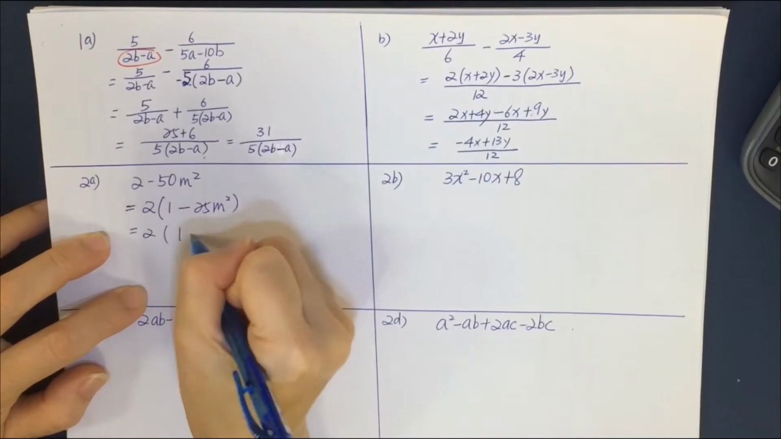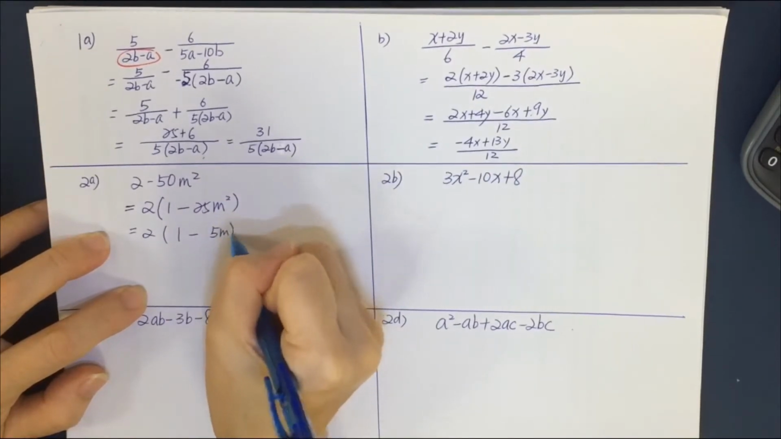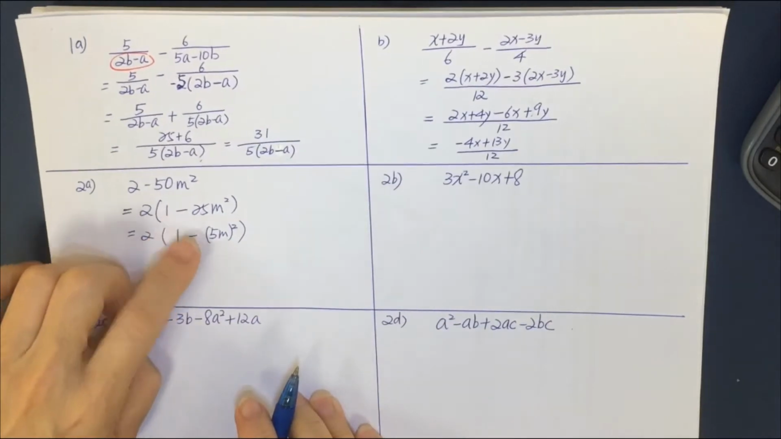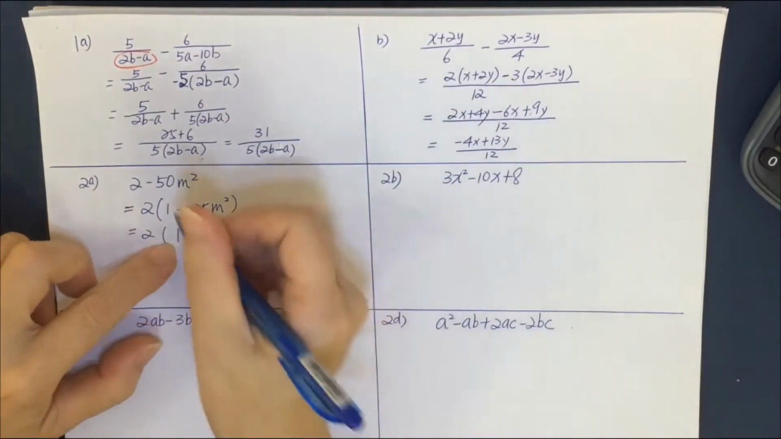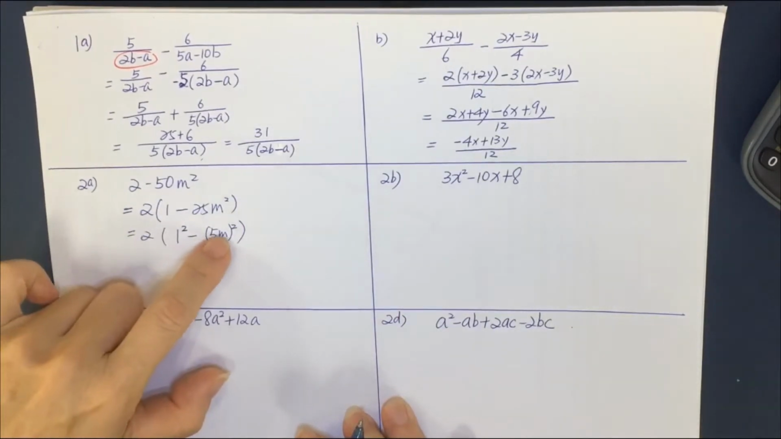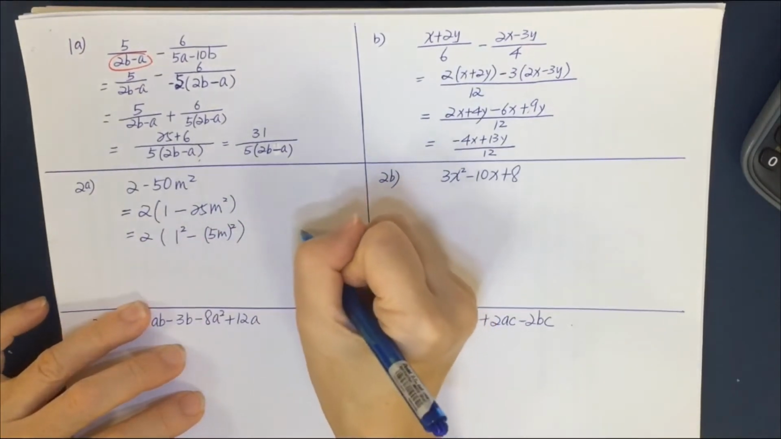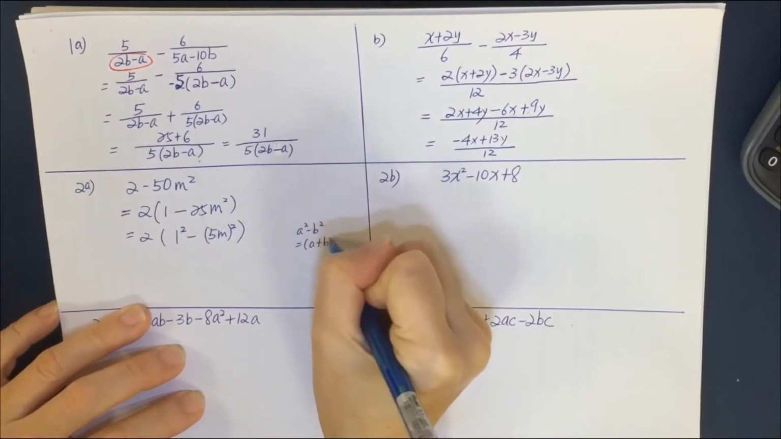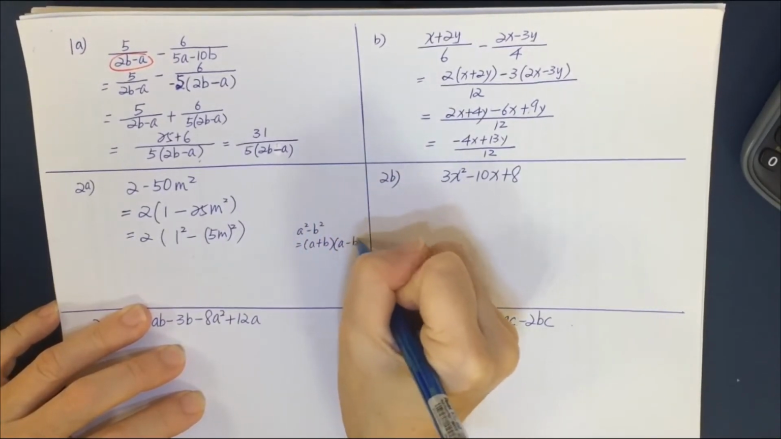Okay, I can put it to be 5m the square. So I'm having a squared minus b squared. This one I can put as a squared, 1 squared. So 1 squared minus 5m squared. So this is like a squared minus b squared. I can factorize it to be a plus b multiplied with a minus b.